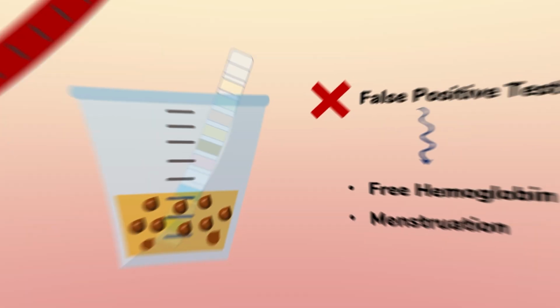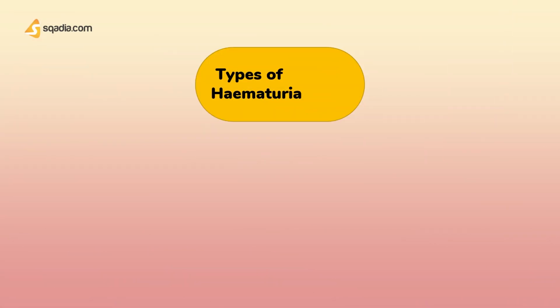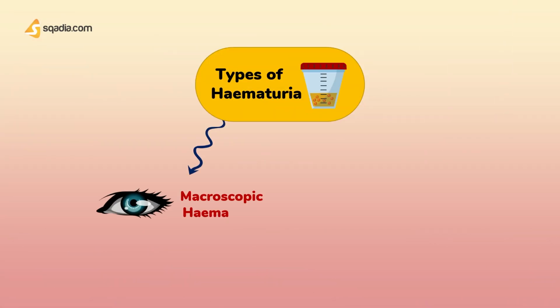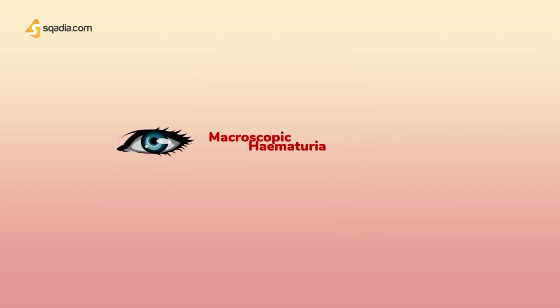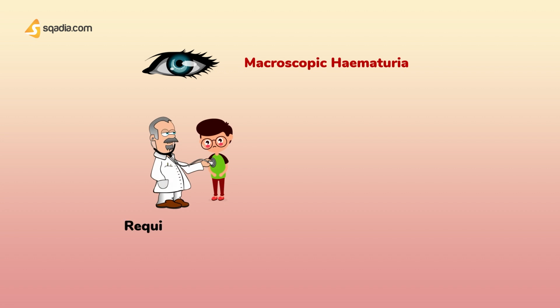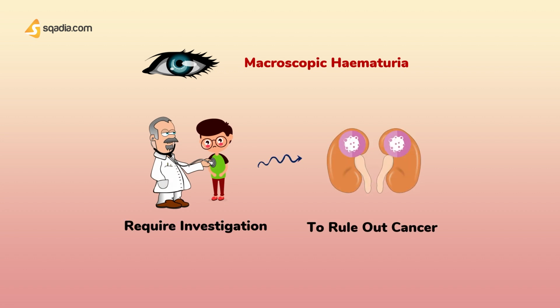Hematuria can be confirmed by finding more than 3 red blood cells per high power field of spun urine. Hematuria can be divided into two types, macroscopic and microscopic hematuria. Macroscopic frank blood hematuria requires investigation because it may be the first presentation of a carcinoma of the renal tract or a serious renal disorder.